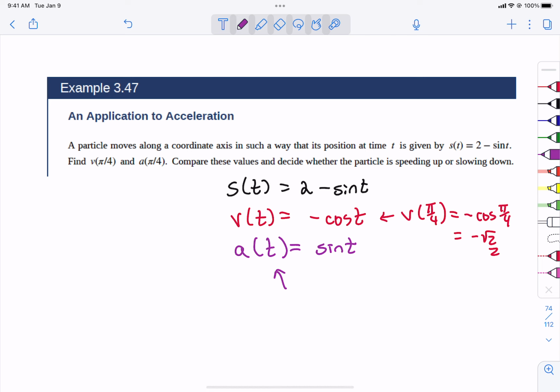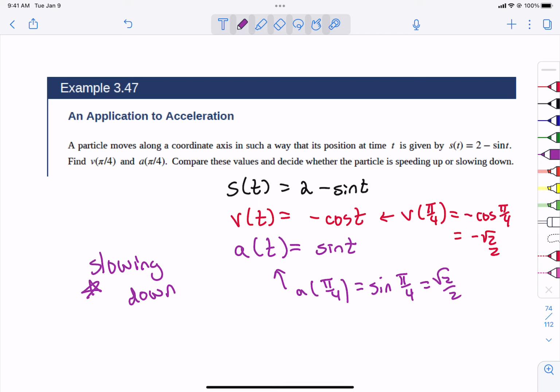The acceleration at pi over 4 is the sine of pi over 4, which is positive square root of 2 over 2. Now, that means that the velocity and acceleration are fighting against one another. So that means that it would be slowing down. If you get opposite signs at that point, then you are slowing down. So that's pretty decent.